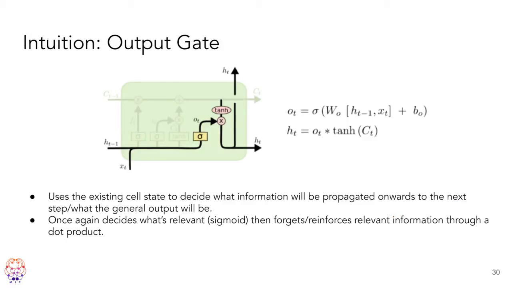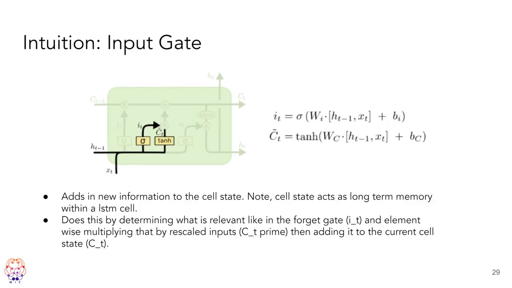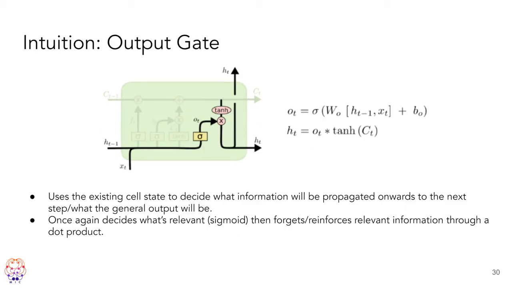So, just high level intuition of the different gates. Does everyone get the difference between what the forget gate does, input gate, output gate? We good? Yeah, I see nods. Any no's? No. All right, cool.